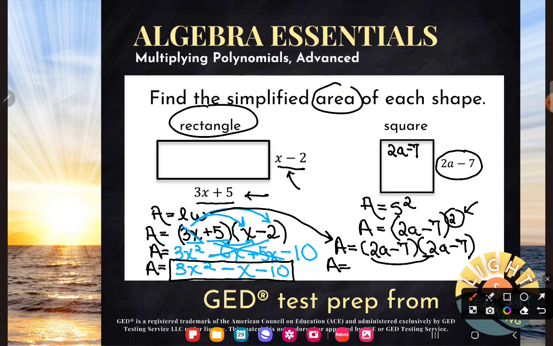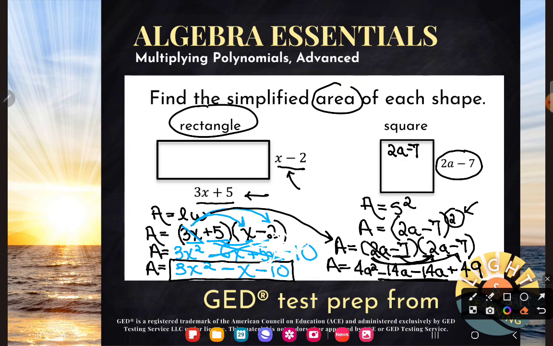So 2a times 2a is 4a squared. 2a times negative 7 is negative 14a. Done passing that out. Time to pass out the second term. Remember to take the negative with it. Negative 7 times 2a is negative 14a. And negative 7 times negative 7 is positive 49. And once again, there is a little bit of simplification I can see right there. A negative 14a and another negative 14a.